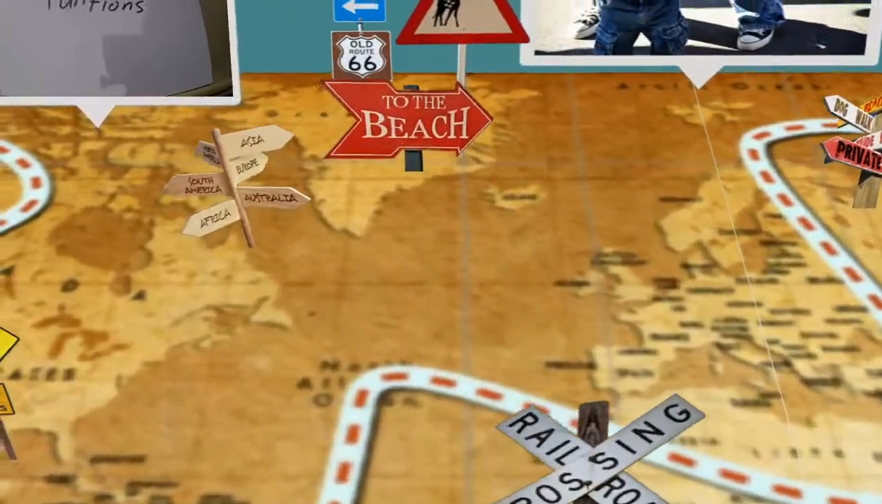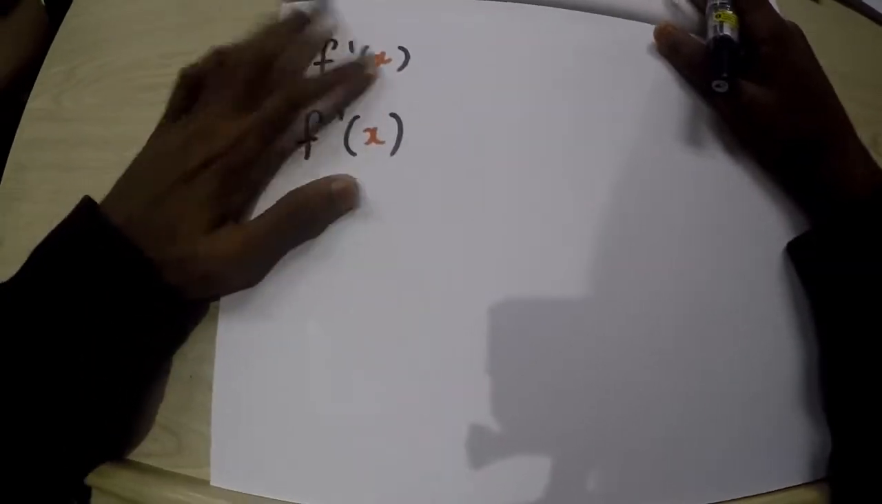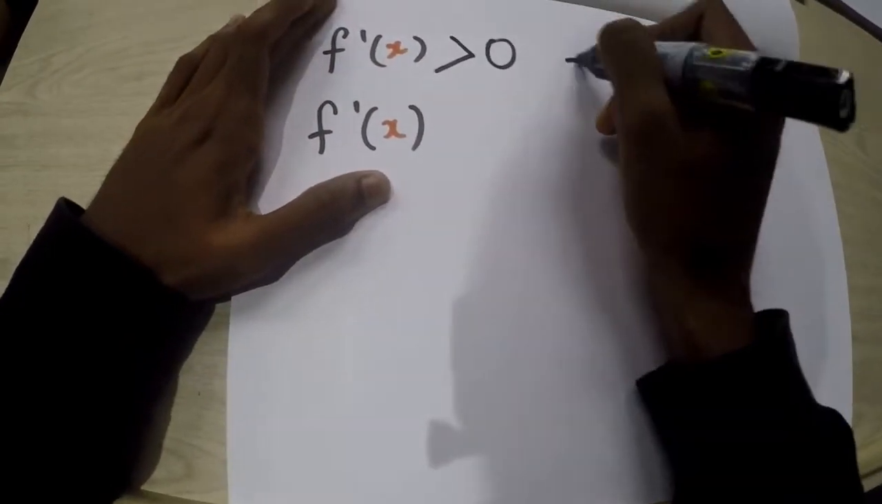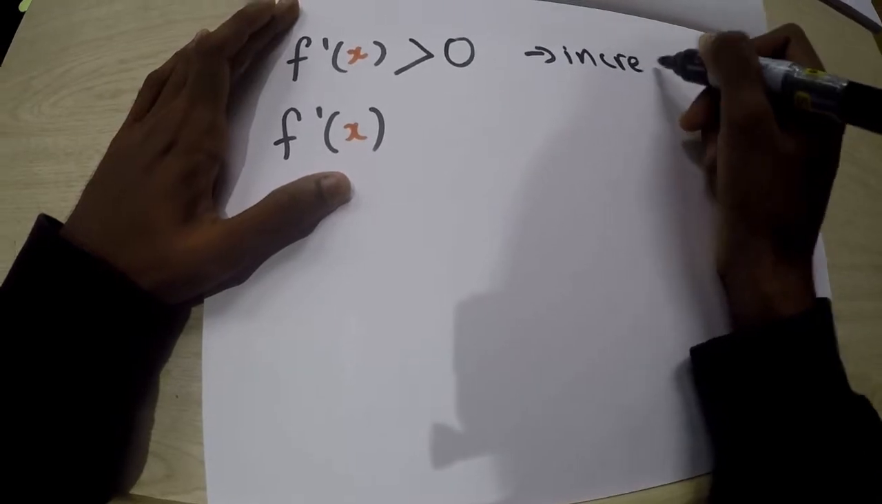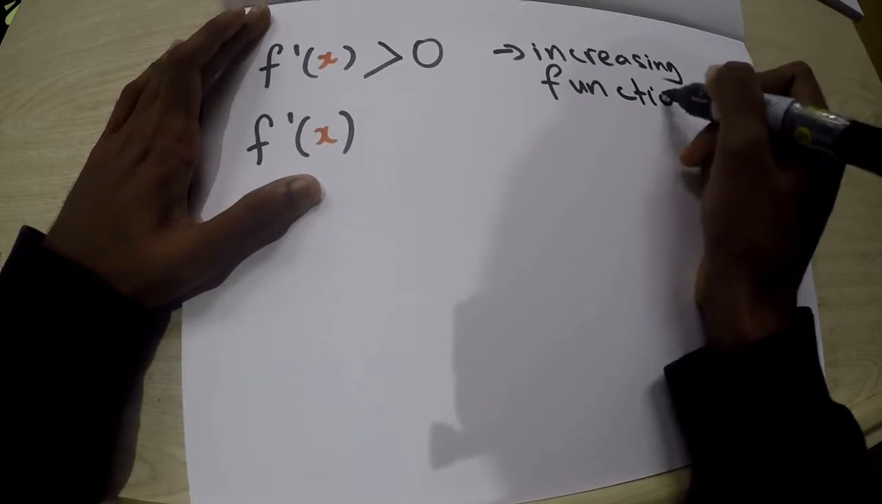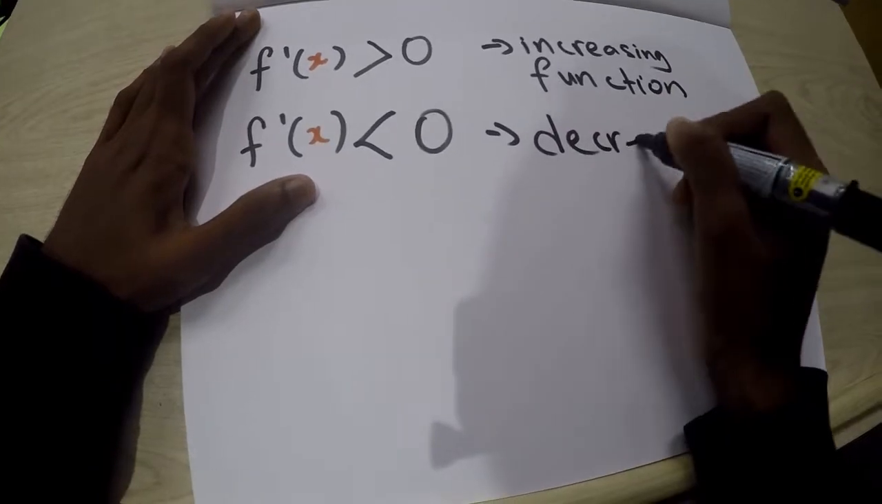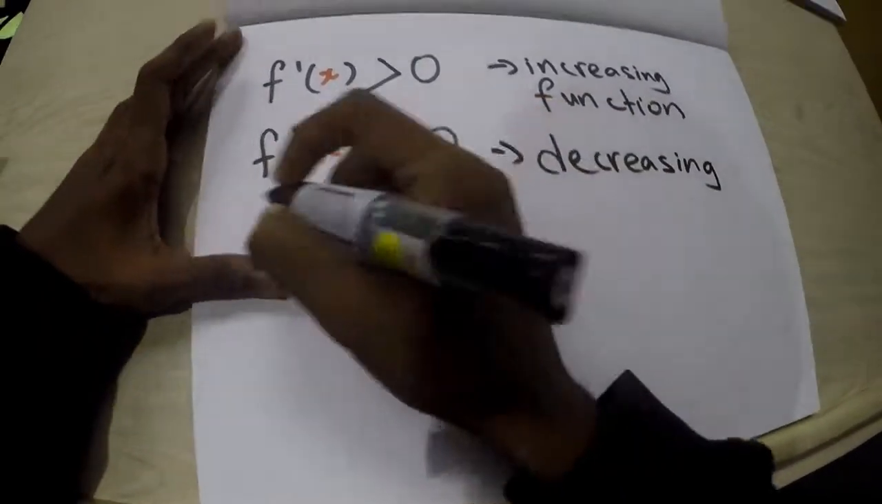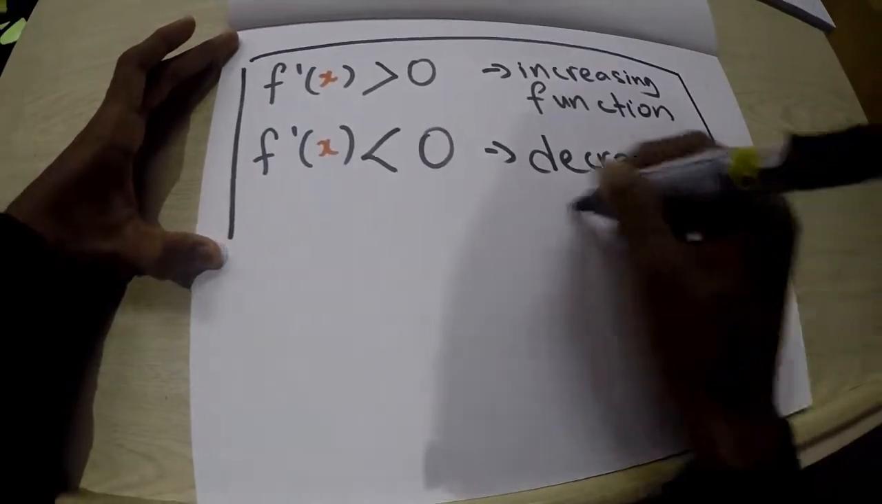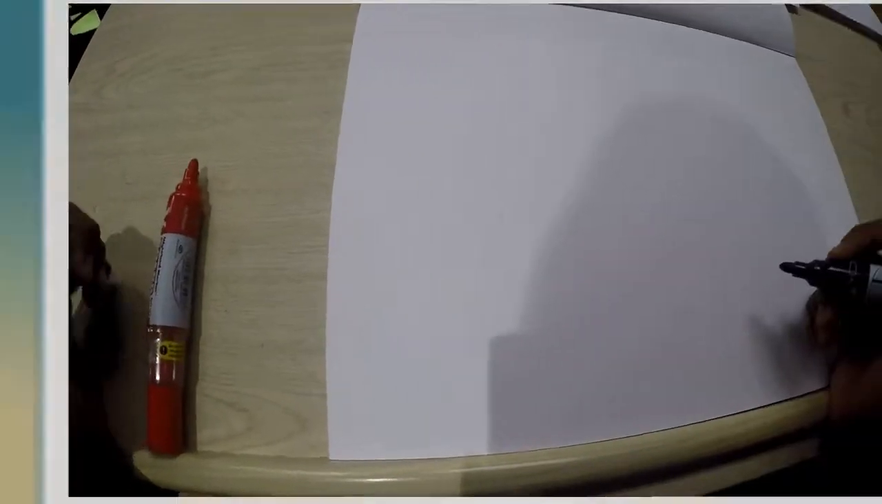Hi guys, now we're going to learn about increasing and decreasing functions today. So let me start off first with this: if f prime x is larger than 0, it is an increasing function. What if it's smaller than 0? It is simply a decreasing function. So these are the two basic rules that we have to memorize to get our fundamentals clear in increasing and decreasing functions.